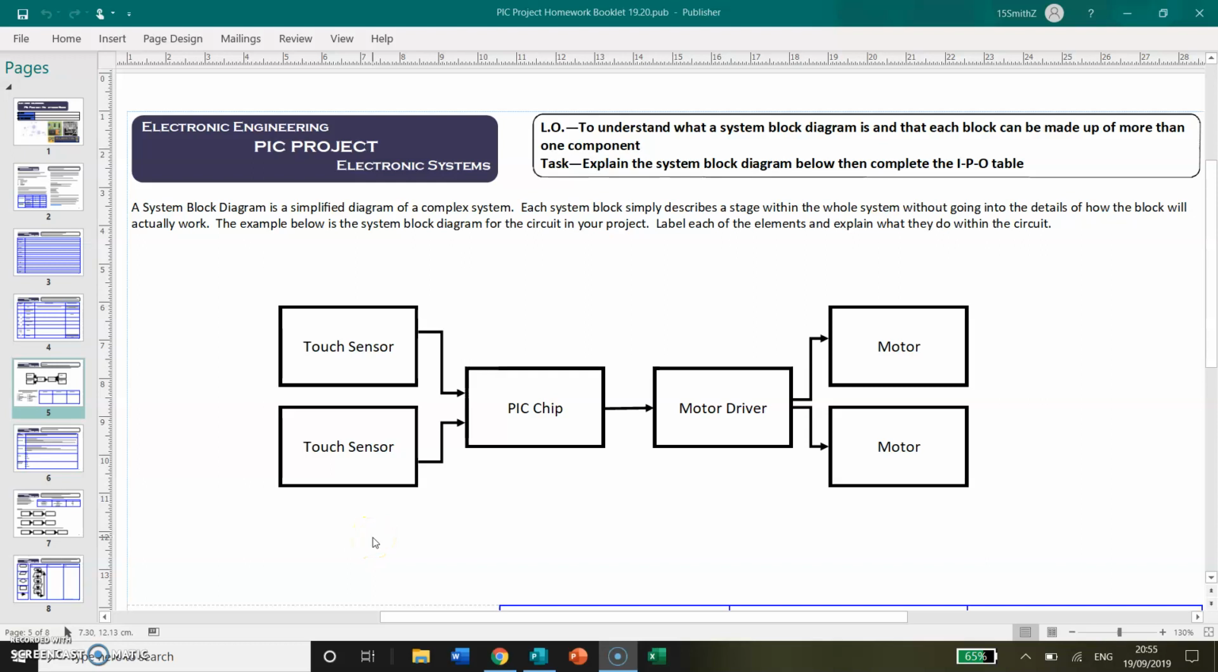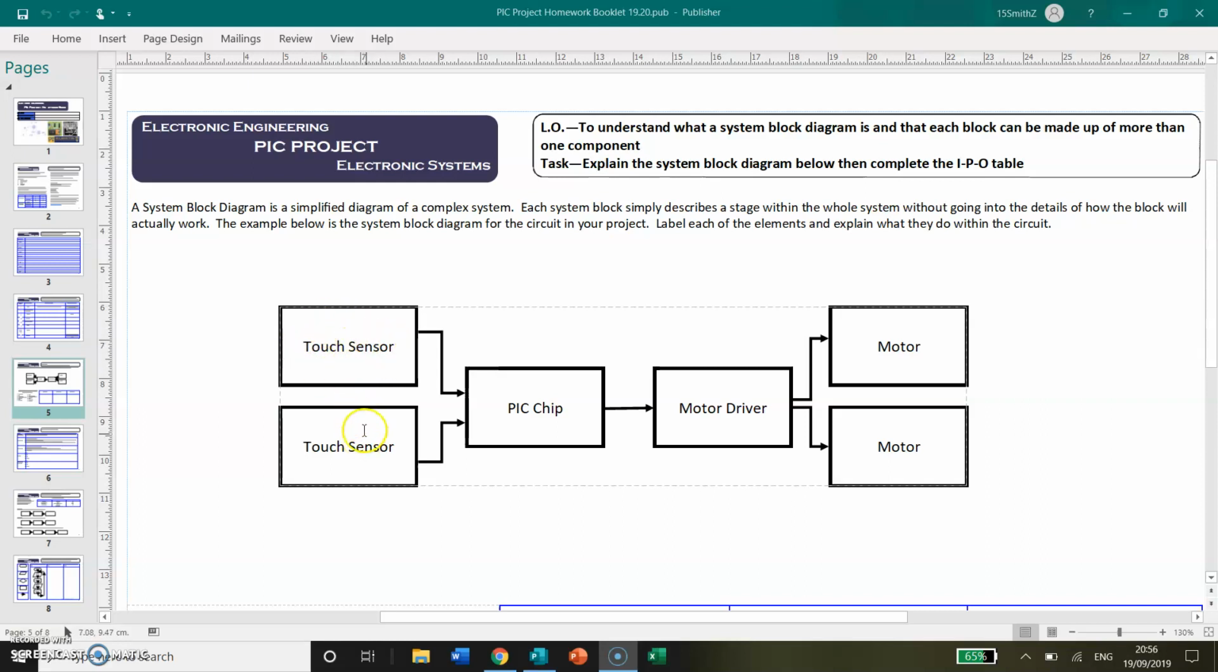Looking at system block diagrams, they are a breakdown of a complex system into a series of simple blocks. They don't go into any detail. So here we've got a block which says it's a touch sensor. It doesn't say how the touch sensor works, it doesn't tell you exactly what component you're using, it doesn't say how many other components you need to work with it to get it successfully. It just says I need an input which is going to be acted by somebody touching it.